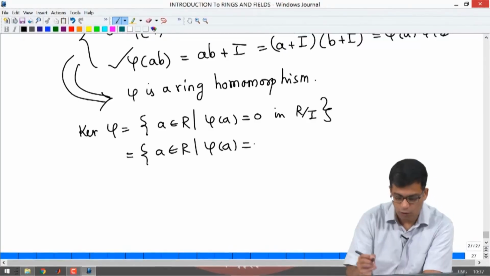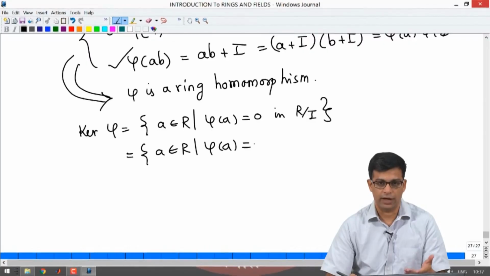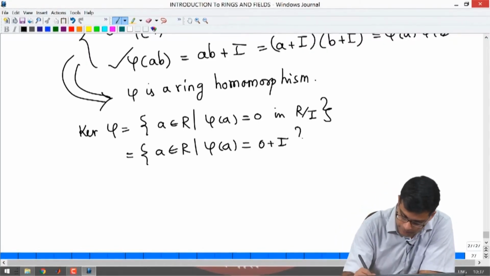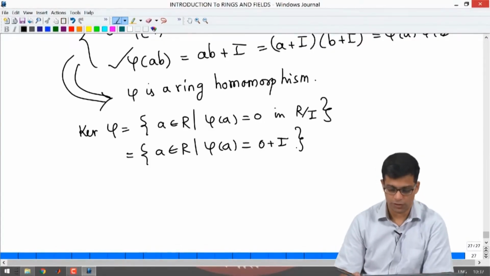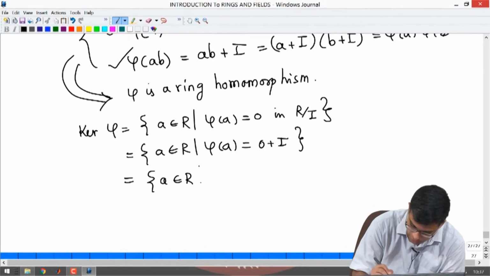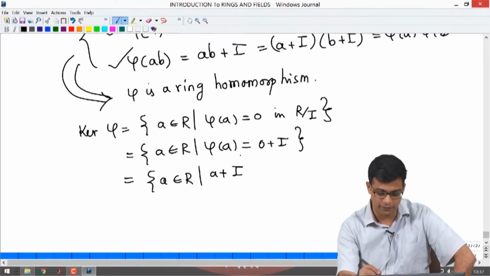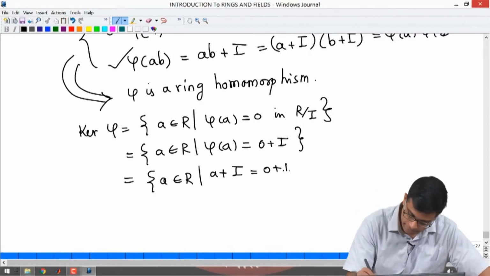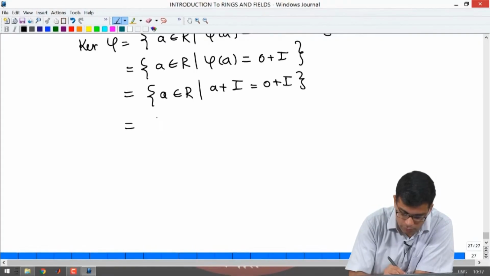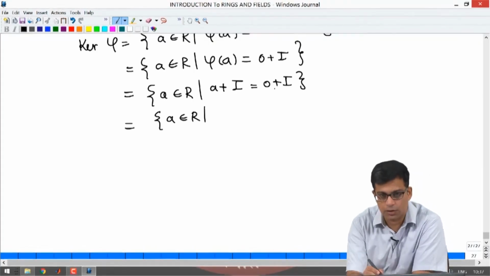This is the same as a in R such that phi(a) is equal to, what is the 0 element in R mod I? The 0 element is the additive identity. R mod I has additive identity 0 plus I, so phi(a) is equal to 0 plus I. But what is phi(a)? By definition, phi(a) is a plus I. So, in other words, this is a in R such that a plus I is equal to 0 plus I.